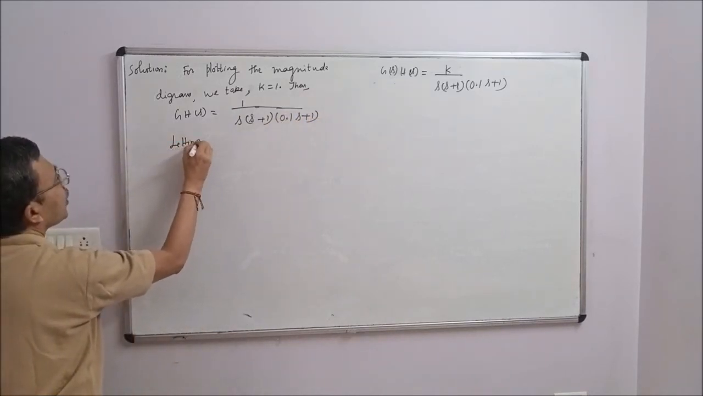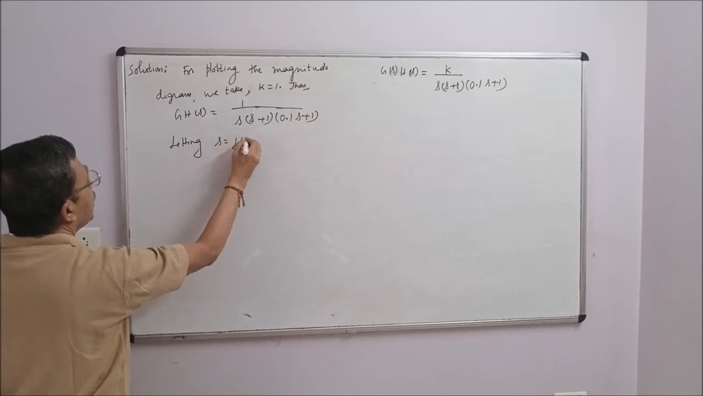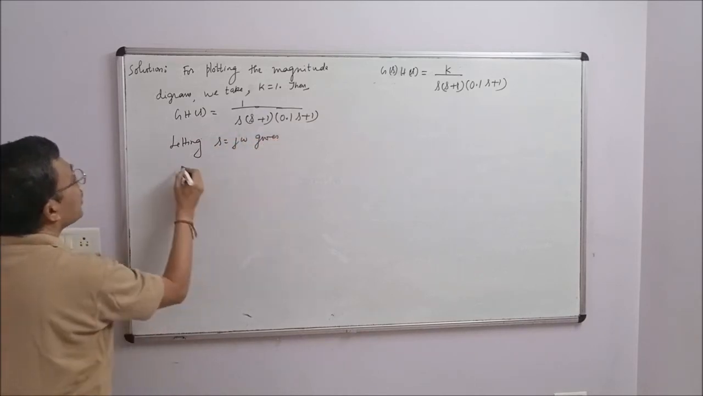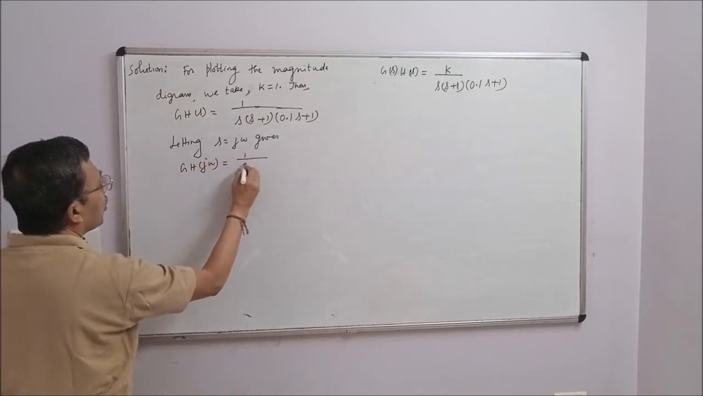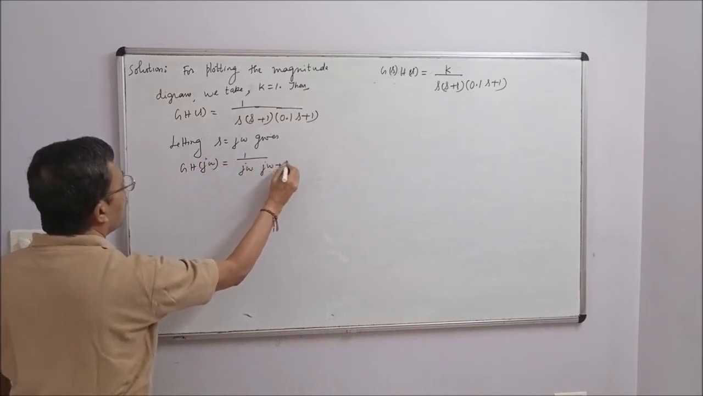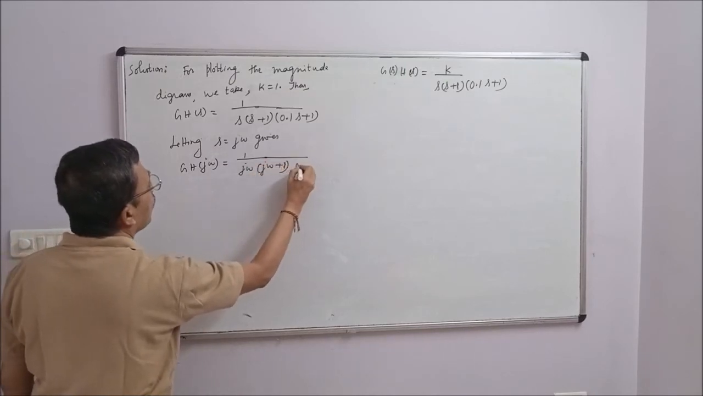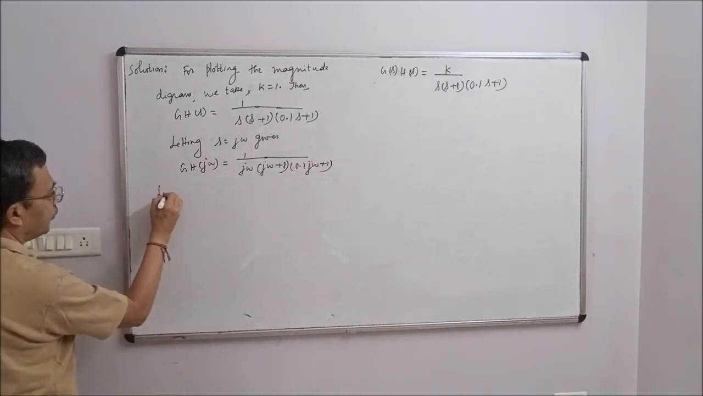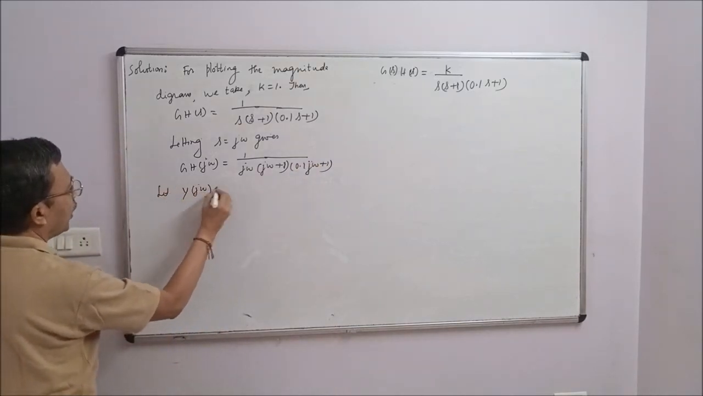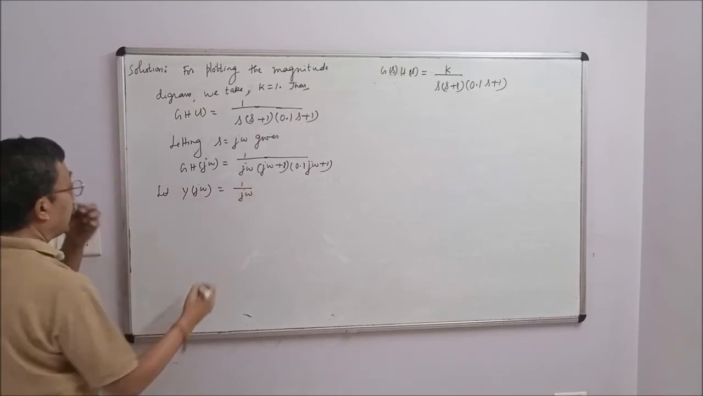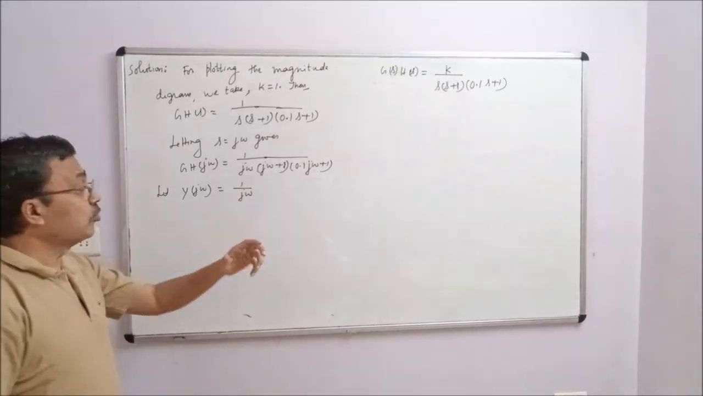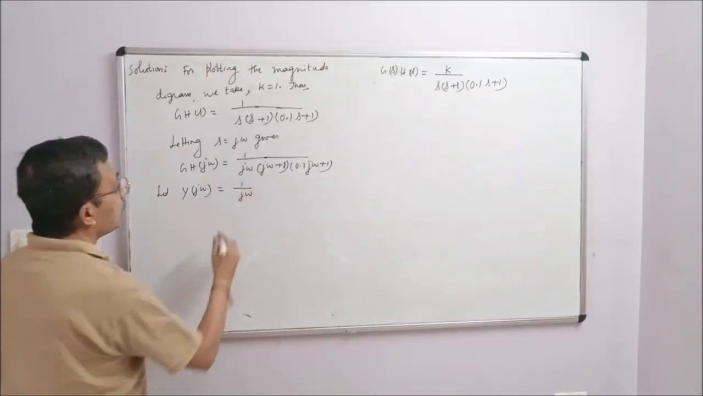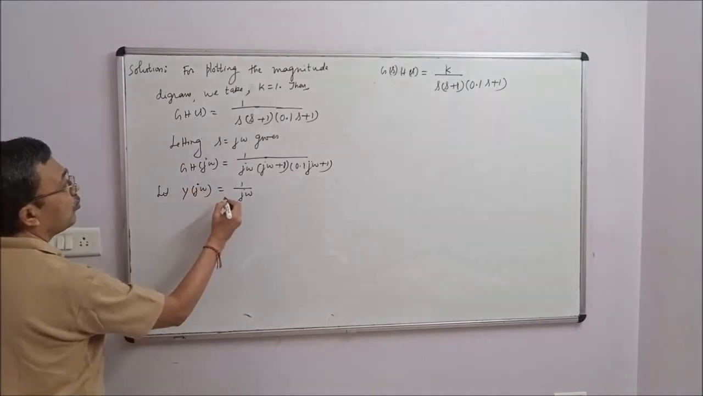Letting S equal to j omega gives GH of j omega equal to 1 over j omega into (j omega plus 1) into (0.1 j omega plus 1). Let Y of j omega be equal to 1 by j omega. Remove all time constant form terms. Time constant form terms means 1 plus something terms. So you get Y of j omega equal to 1 by j omega.